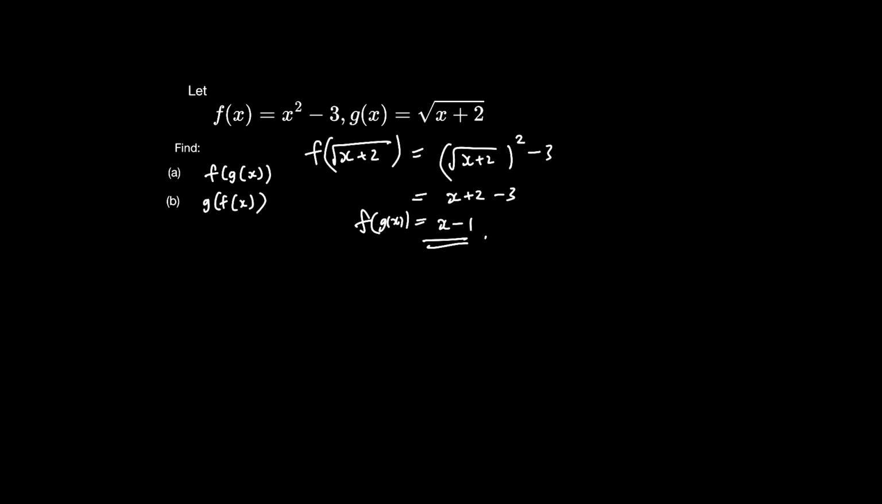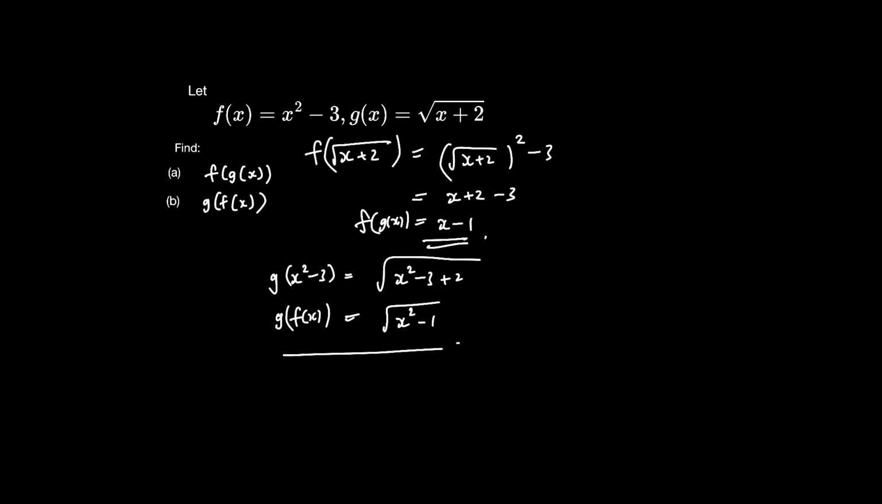Now on to part B, g of f of x. So all we got to do is substitute f of x, which is x squared minus 3, into g of x. So we end up with the square root of x squared minus 3 plus 2. Some basic simplification gives us our final answer for g of f of x. It's the square root of x squared minus 1.